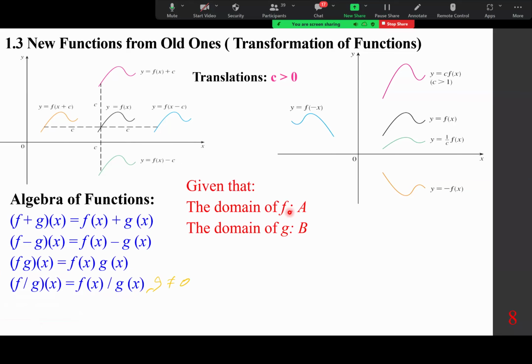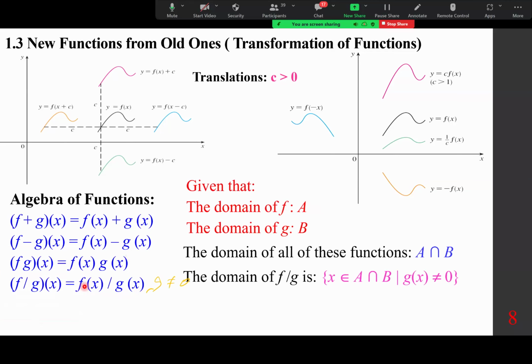Given that the domain of f is A and the domain of g is B, assuming that's the case, the domain for all of this would be their intersection. And of course, the only one you want to be careful with, aside from the intersection, you have to get rid of what makes g 0. So if anything makes the denominator 0, you have to exclude it. f of g is f of g of x, g of f is g of f of x. That's called a composite function. So just to remind you of those.